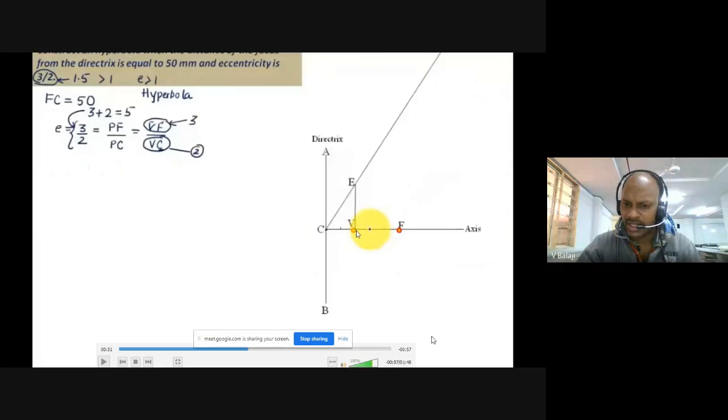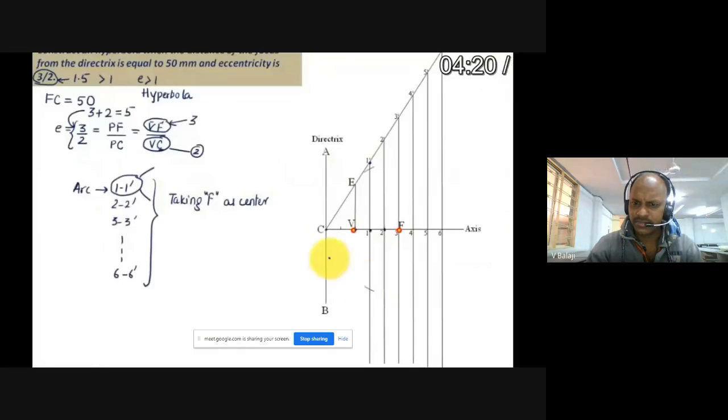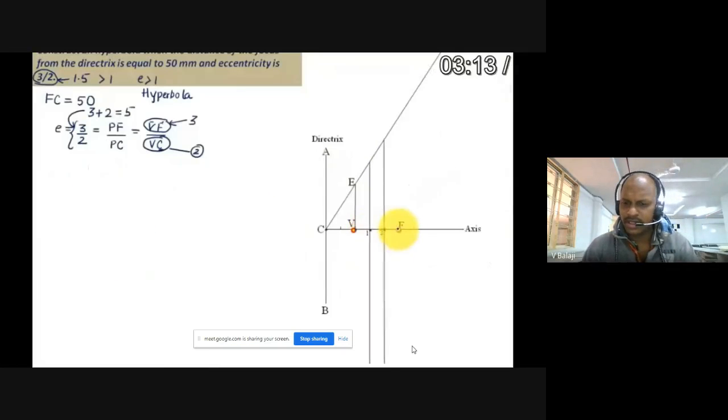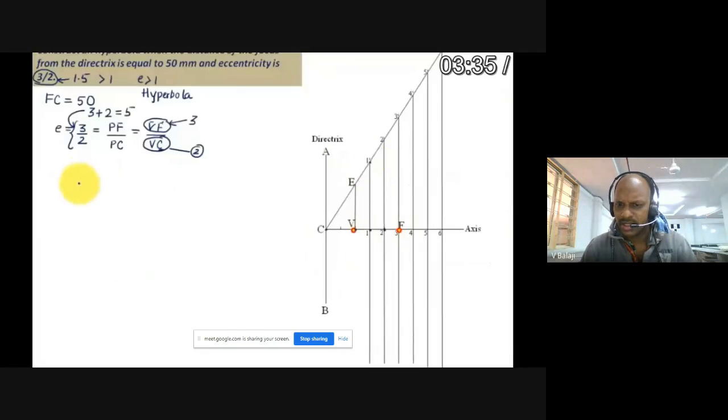After the vertex, you have to select a number of random points at any distances, equal or unequal, like this. Here I have taken already existing points, including the focus point. But you can take not only existing points, some other points also you can choose, even at unequal distances. So like this.